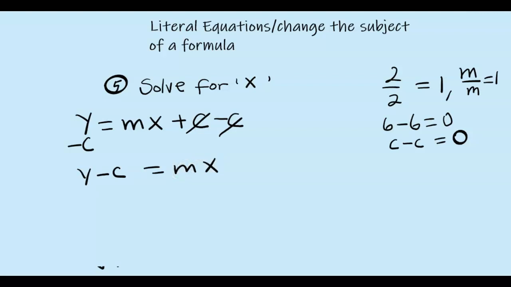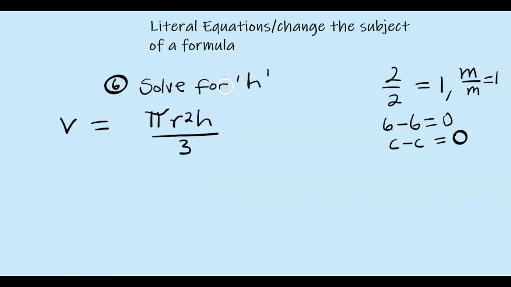It's being multiplied, so we divide here by m. We'll do the same thing here. It's turned into 1, goes away. So for x, x is equal to y minus c, all divided by m.